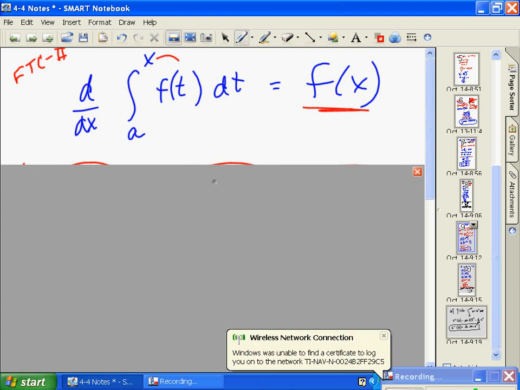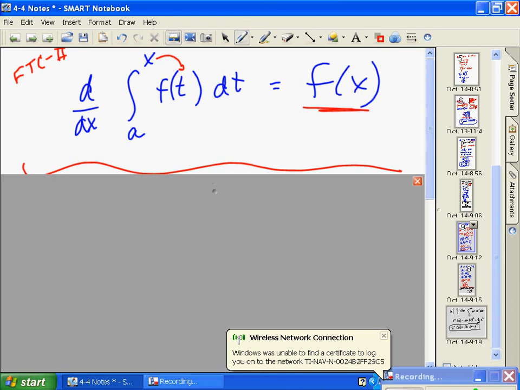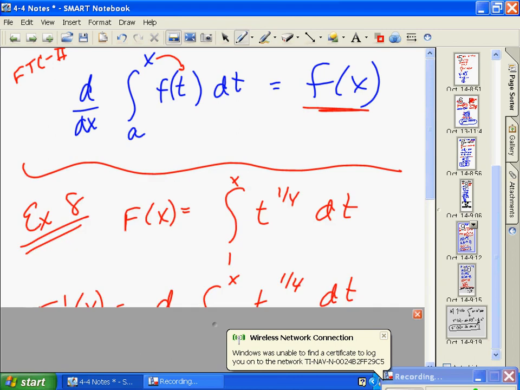So if you look here, I'm just plugging in my x. Well, that works most of the time. Let's look at example 8. Kind of go through a couple of examples here. I'll kind of show you why it works.